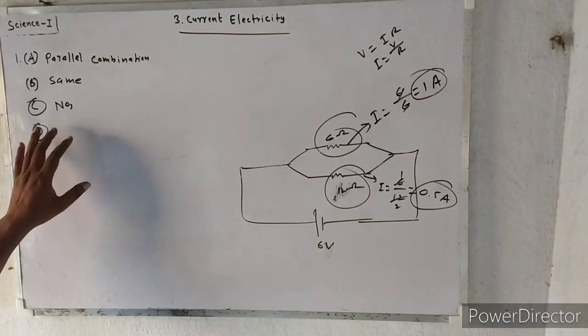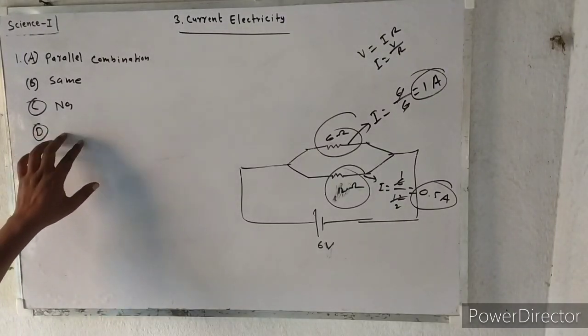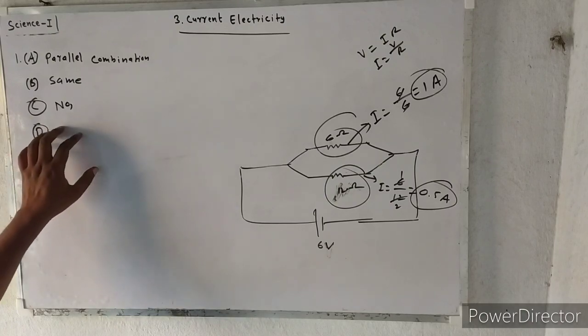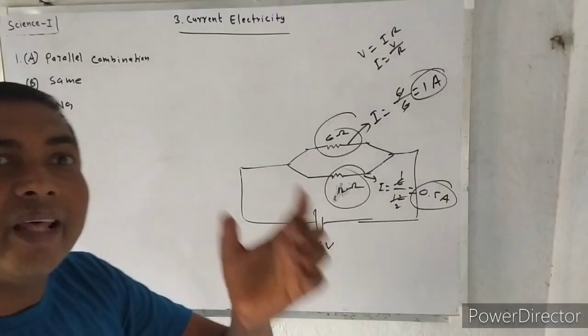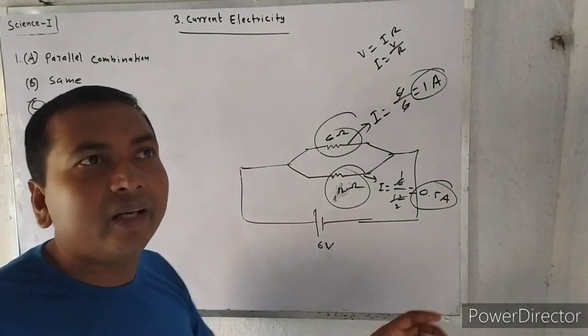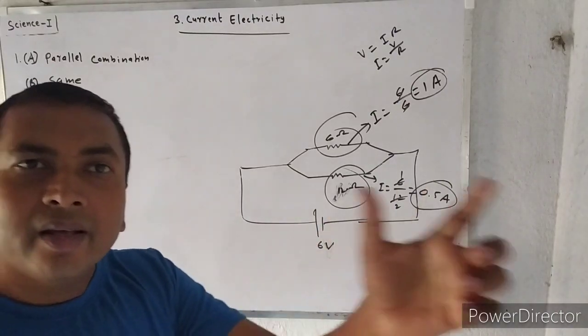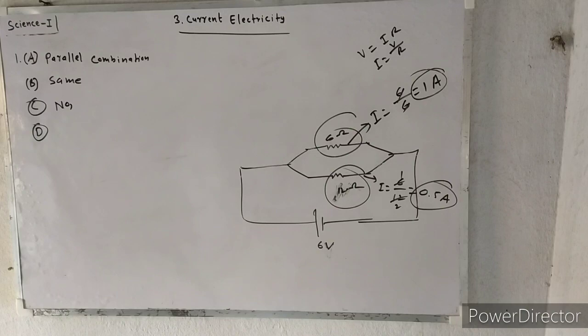You will write here: if we connect appliances in parallel combination, then the potential difference across each appliance will be the same. That's why we connect all the home appliances in parallel combination. You have to write this.